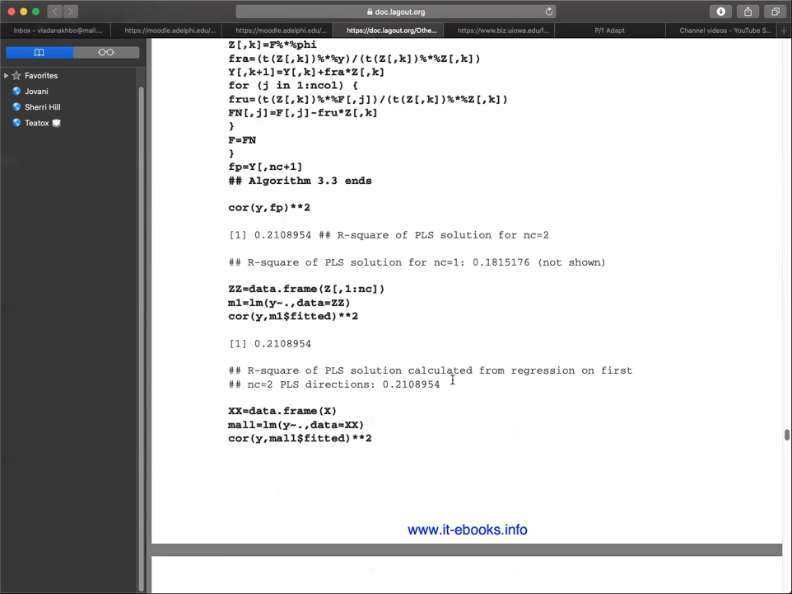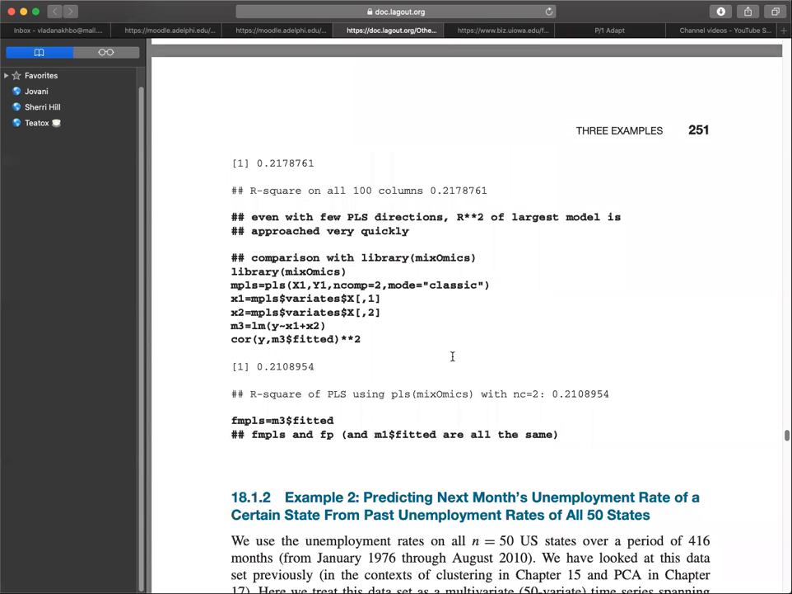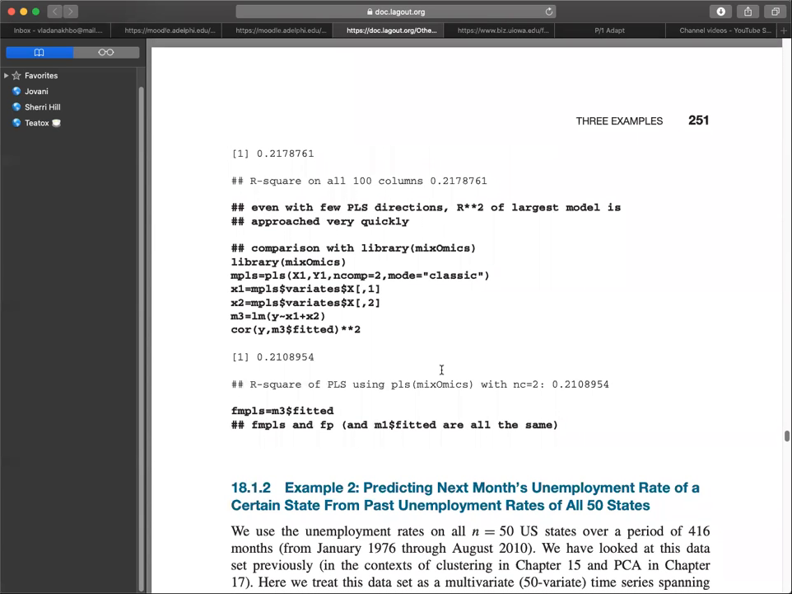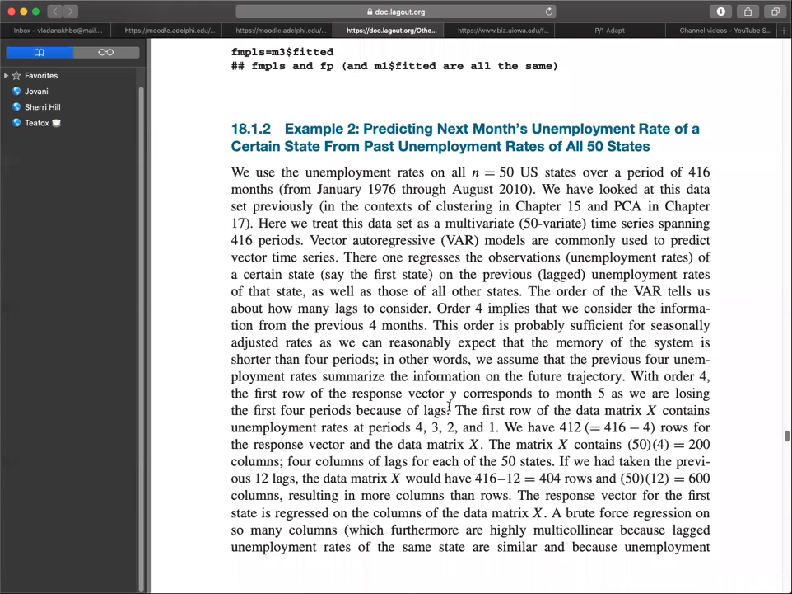By using these formulas, we are able to do that. And we can get the R square of PLS using mixOmics with NC equals 2 to be 0.21. The second example is predicting next month's unemployment rate of a certain state from past unemployment rates of all 50 states. We can use the previous data we used from the last chapter.